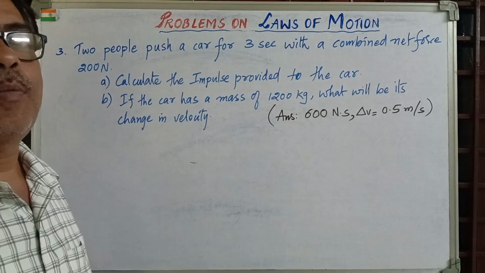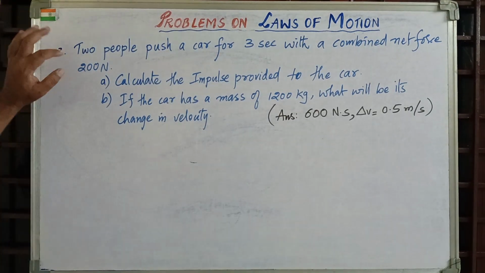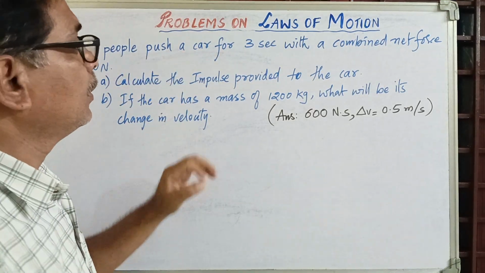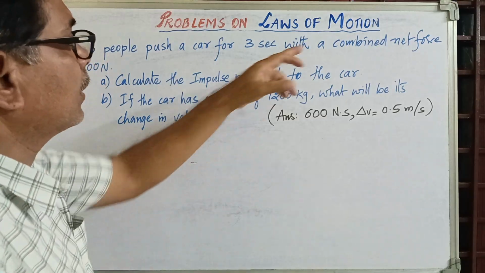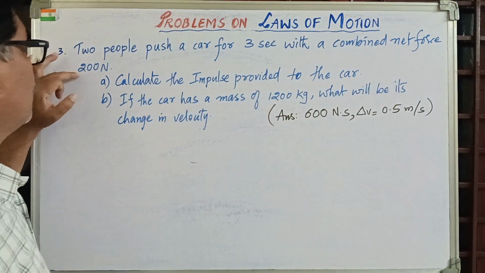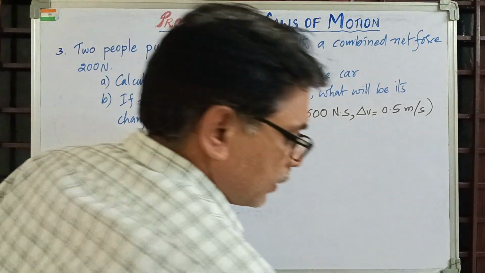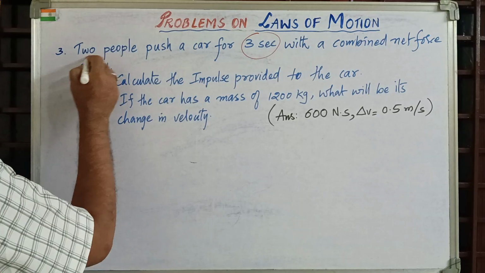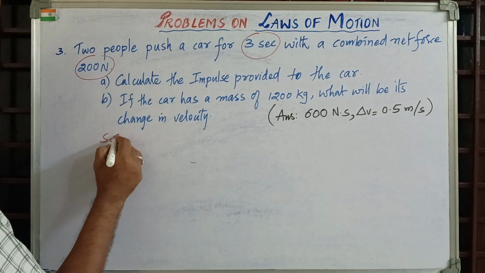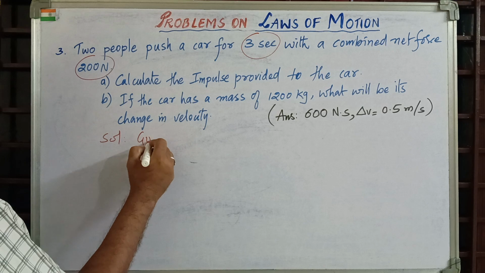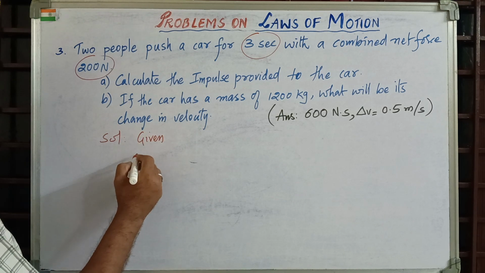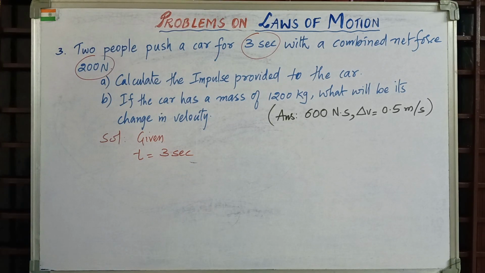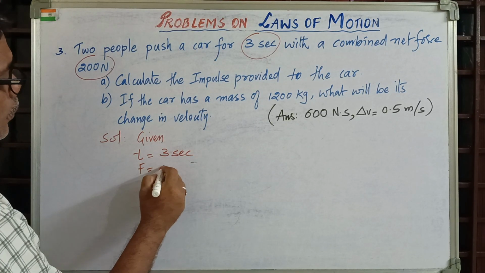Let us now see problem number 3. What does problem number 3 say? Two people push a car for 3 seconds with a combined net force of 200 Newton. So what are the given things? One is 3 seconds and 200 Newton. I was telling you, please first take down the given. Time is given, 3 seconds, and force is given, net force 200 Newton.